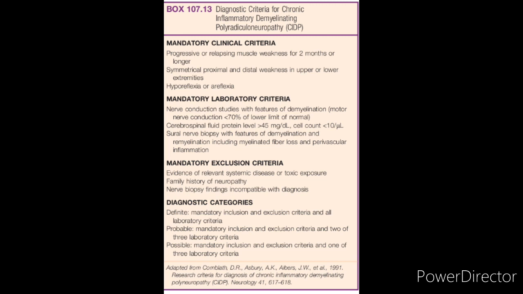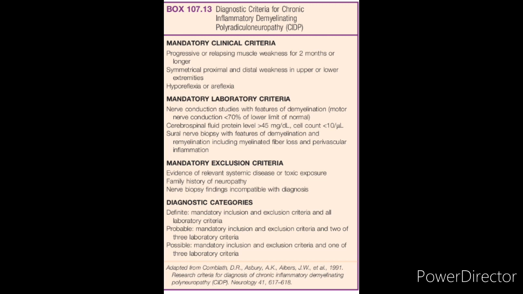Mandatory lab criteria is that NCS should show the features of demyelination, motor nerve conduction less than 70% of lower limit of normal. CSF protein should be more than 45 and cell count should be less than 10, and sural nerve biopsy with features of demyelination and remyelination, that is onion bulb appearance, including myelinating fibers loss and perivascular inflammation.